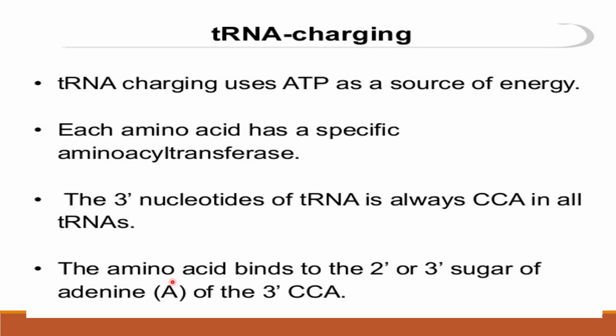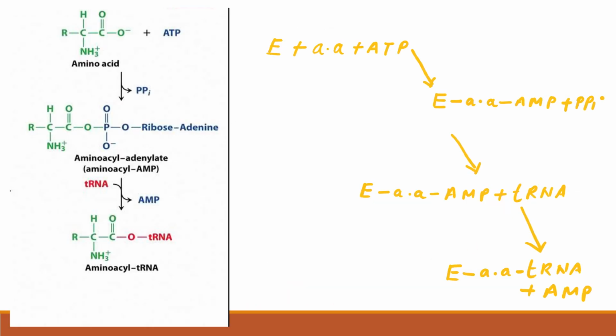And the amino acid binds to the ribose sugar of the adenine, at the 2' carbon or the 3' carbon of the ribose sugar. Both are possible. The amino acid can be esterified to the 2' carbon of the ribose sugar of adenine or the 3' carbon of the ribose sugar attached to the adenine at the 3' end of CCA in the tRNA.